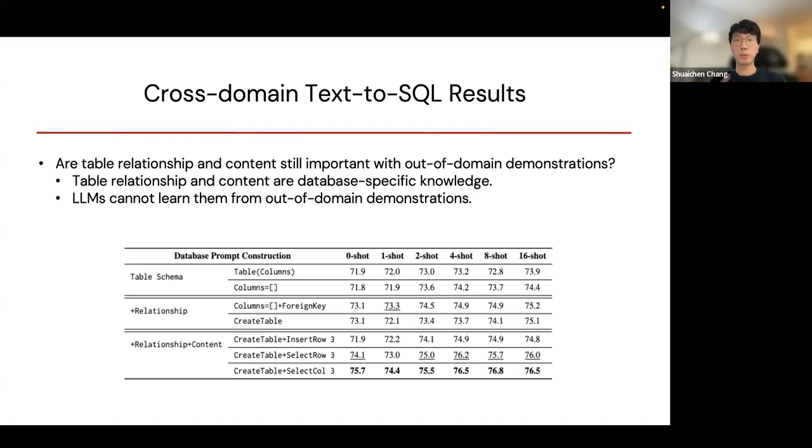It makes some sense to me, because think about the relationship of the tables and database content. They're very database specific. So even when providing examples from other databases, the model could leverage or understand what a relationship means, or what database content means, but it still has no idea what this database has in terms of the relationship and database content.